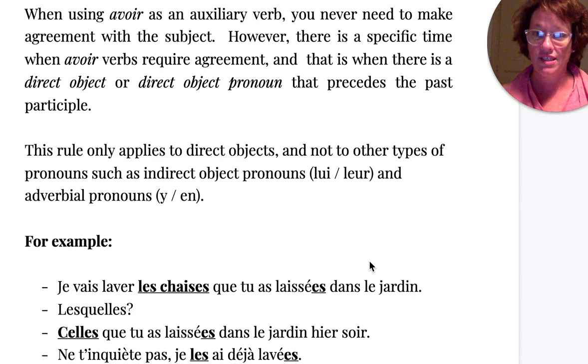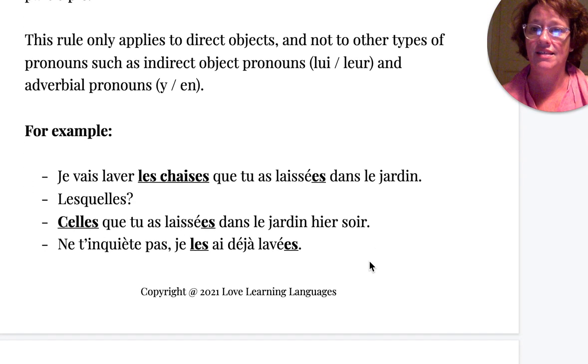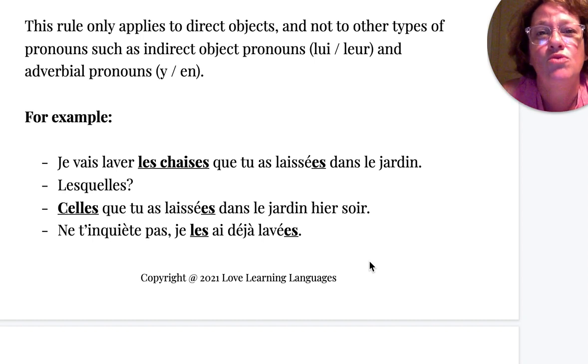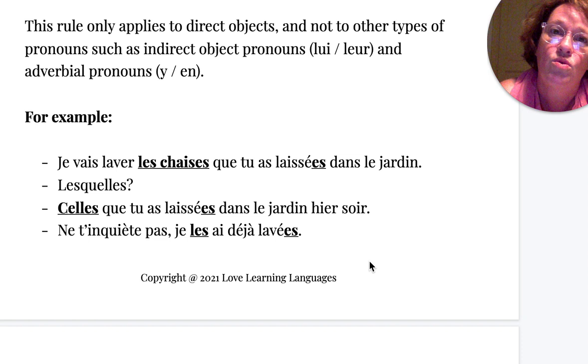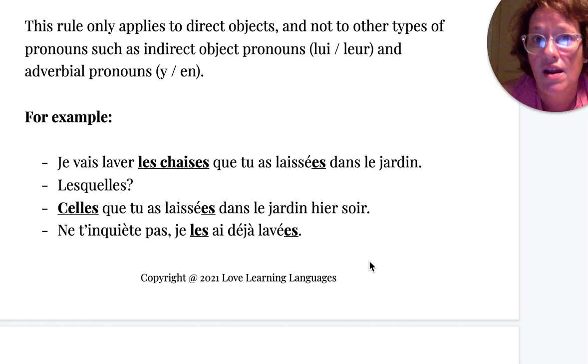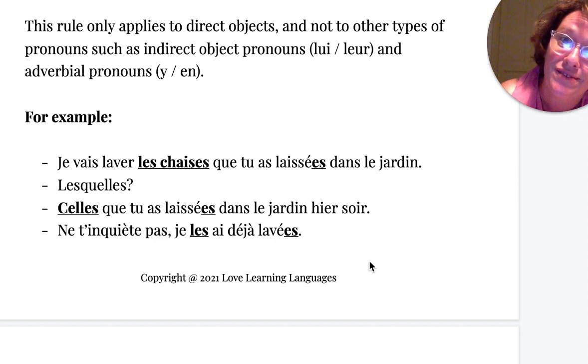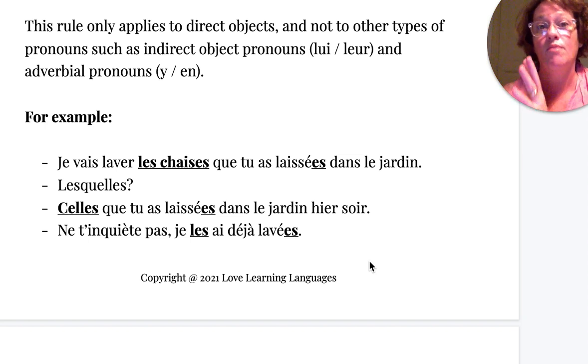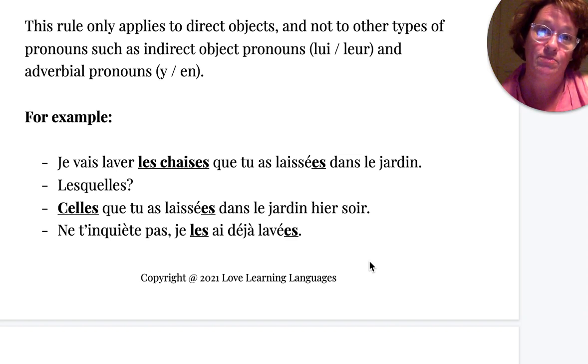Okay, so let's just look at some examples here. Oh, and before we look at the examples, I want to just remind you, because sometimes it gets confusing when we talk about pronouns. This rule only applies to direct object pronouns. So let's take, for example, the pronouns le, la, and les. Don't forget that me, te, nous, and vous can also be direct object pronouns, as well as reflexives and indirects. But sometimes they can be direct, so you might have to make agreement between me, te, nous, and vous and a past participle if they are direct object pronouns.